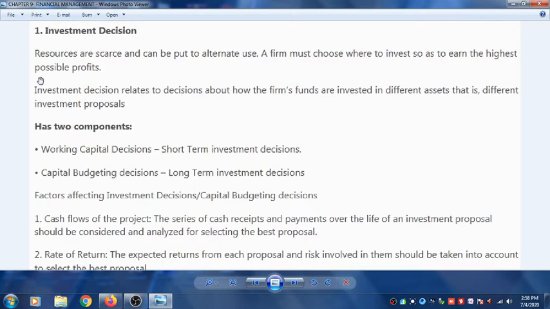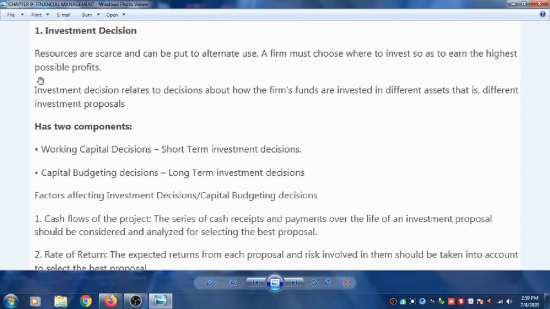Now, what are the factors which affect the investment decision? The first is cash flow of the project. The series of cash receipt and payment over the life of an investment proposal should be considered and analyzed for selecting the best proposal. I have already explained you that the finance manager has to take the decision that in which investment proposal the assets or the money of the company has to be invested.